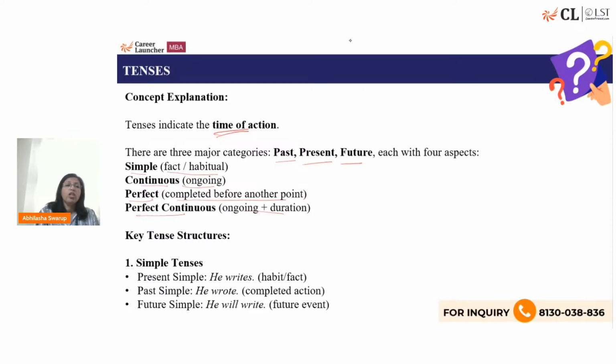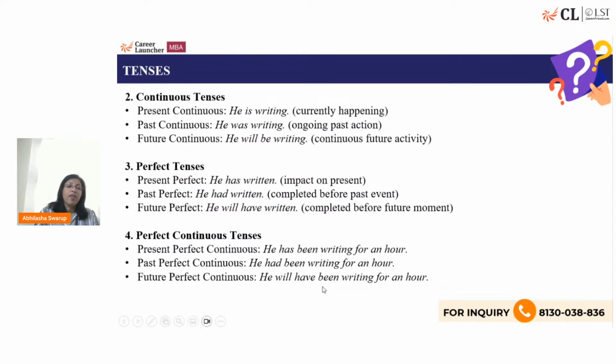So here are your simple tenses. Present simple, of course, you will write he writes, which is a habit. Past simple is the past habit, and therefore he wrote. And the future simple is he will write, which will be the future event. So this is how you use the simple tenses.